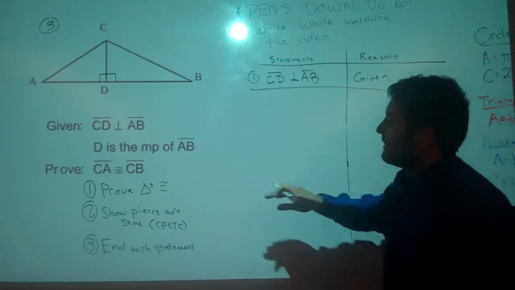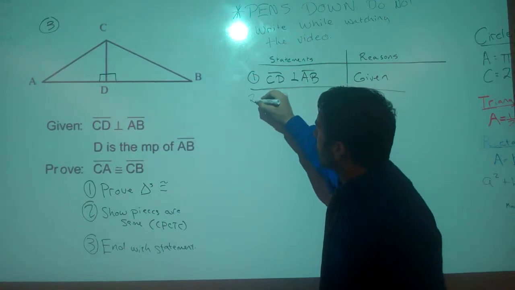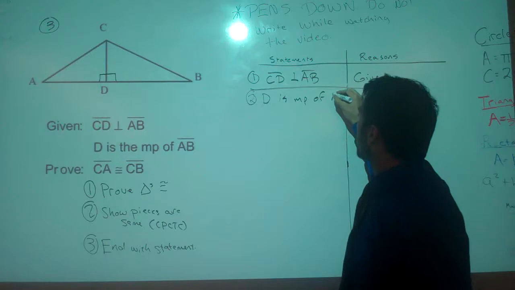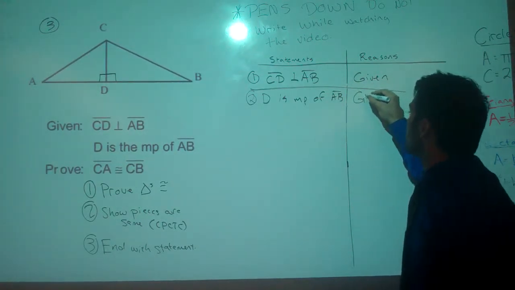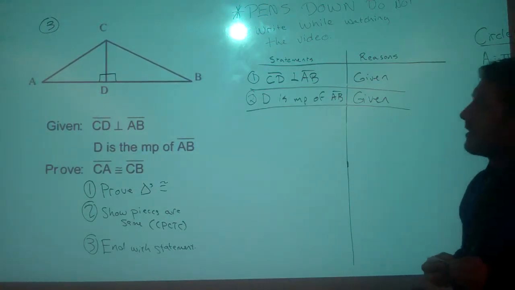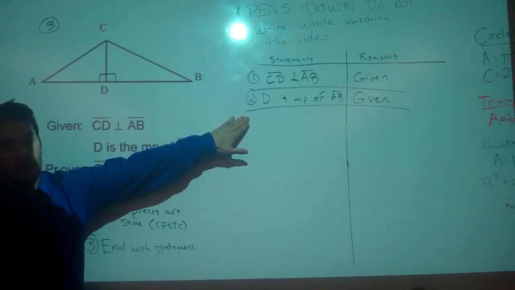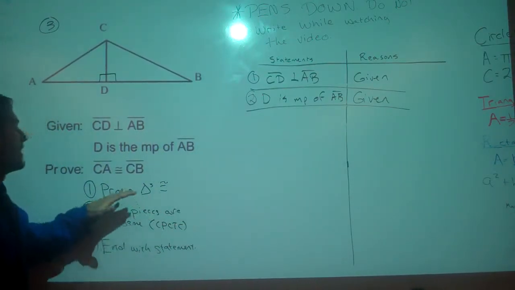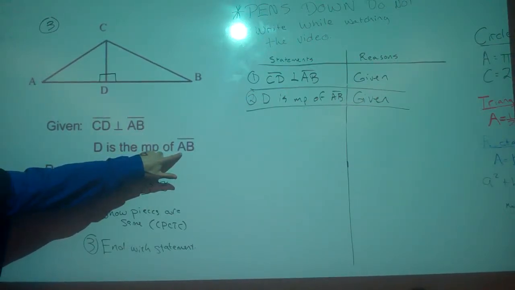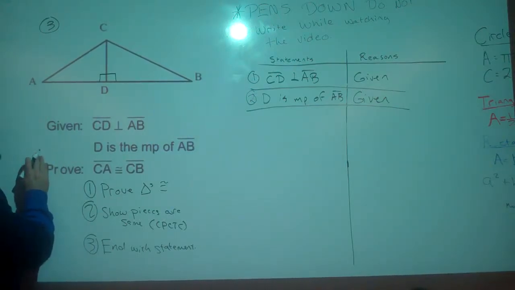The next given is that D is in the middle, or it's the midpoint of A and B. Many students at this point will want to just mark that these two pieces are the same, but never include it in your proof. When you have a midpoint on a line segment, you must follow that up by saying that the two pieces are the same.